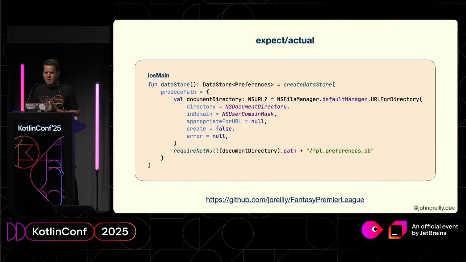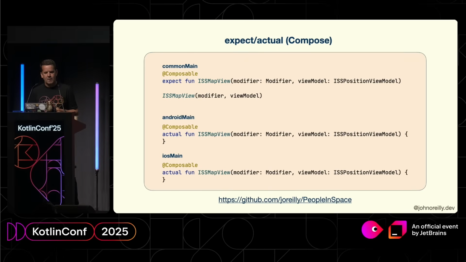And this is how that createDataStore is implemented for iOS. The specific details aren't too important, but just to note again, we have access to the likes of NSFileManager to allow us to interface with the iOS file system from Kotlin code in iosMain. Also important to note that we can use the same mechanism for Compose code, as we'll see in more detail later. Here we have this ISSMapView expect function that we can use in commonMain, with actual implementations then for each platform.